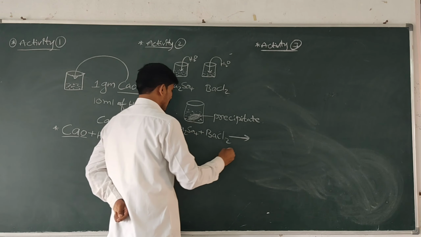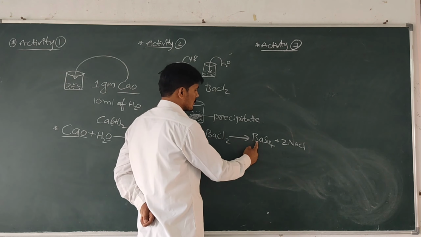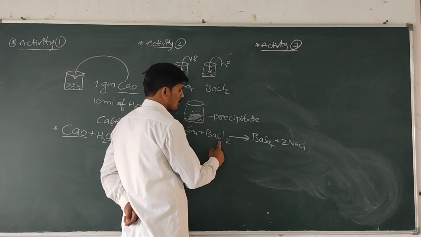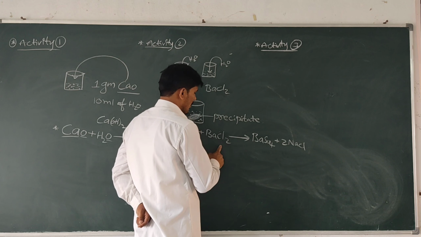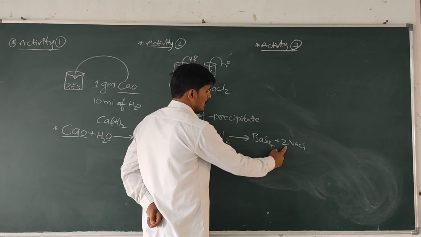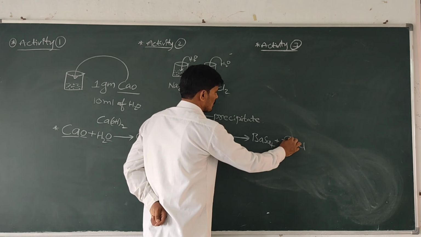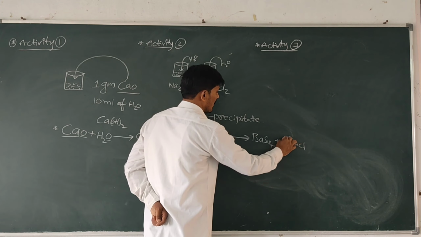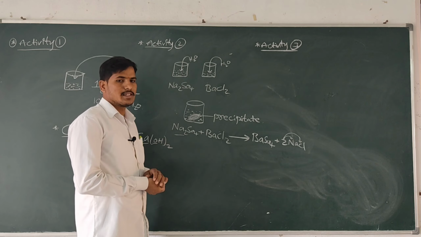How many barium atoms are there? Only one. Here also only one. How many chlorines are present? On the left side of the arrow, 2 chlorines are present. Here also, this 2 is applicable to sodium and chloride. So according to the law of conservation of mass, the chemical equation is balanced.